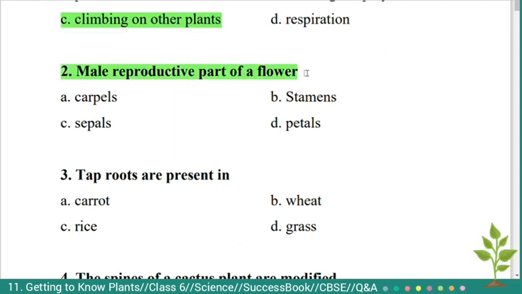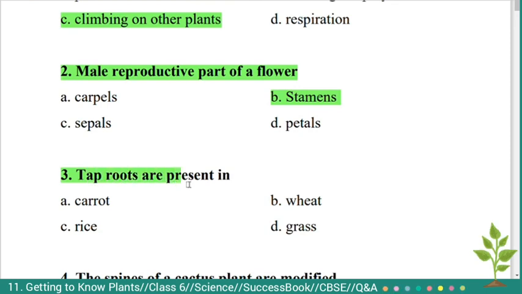Second question, male reproductive part of a flower. Options are A. Carpels, B. Stamens, C. Sepals, D. Petals. Here the correct answer is option B, stamens. Male reproductive part of a flower, stamen.